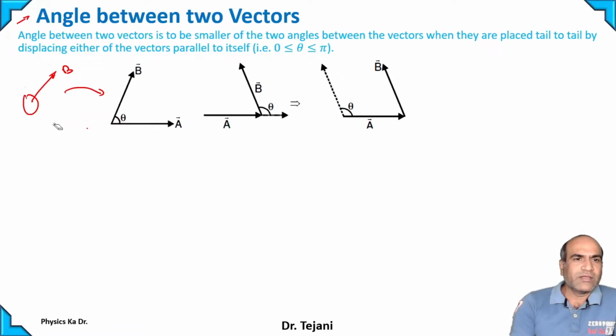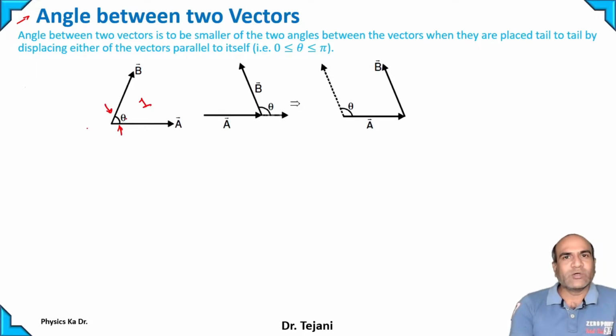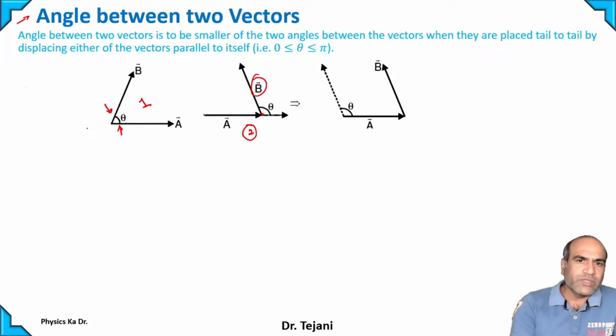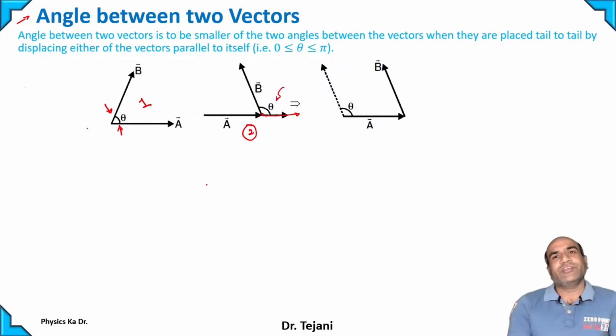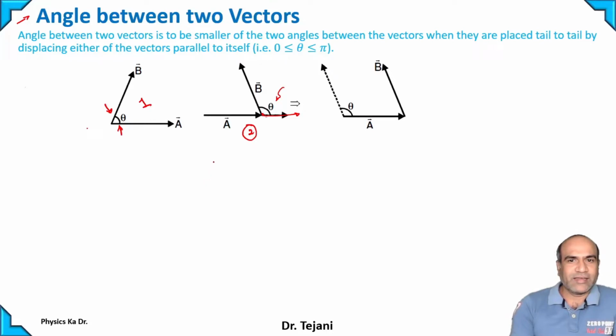If you see the first drawing, it already has a tail to tail connection, but in drawing number 2, the connection is not with the tail. So what we need to do is move this vector in the other direction, or we may extend this vector, and we can measure this angle as theta, right?